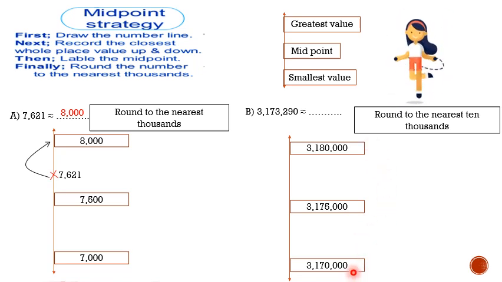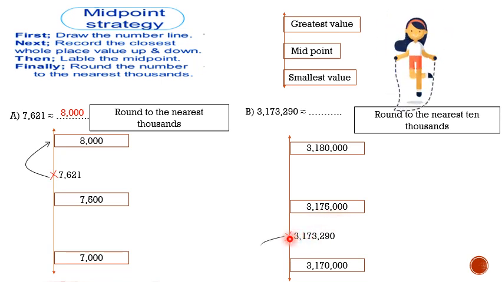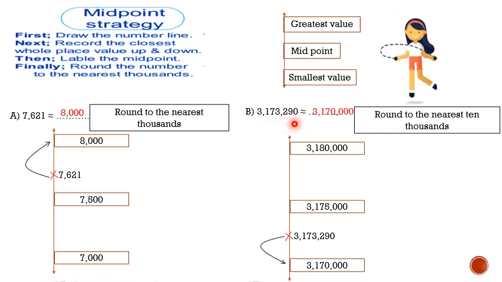So I have now my smallest value, greatest value, and midpoint. Let's search where is this number. I can find my number over here. It's before 3,175,000. So if I want to round this number, of course, I will round it to the smallest value because it's closer to the smallest value. So the round for this number will be 3,170,000.